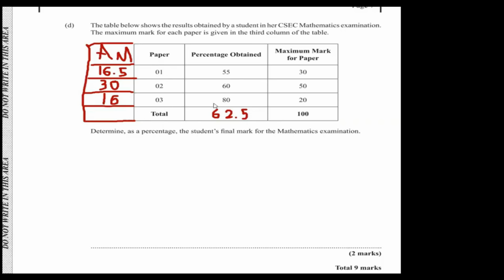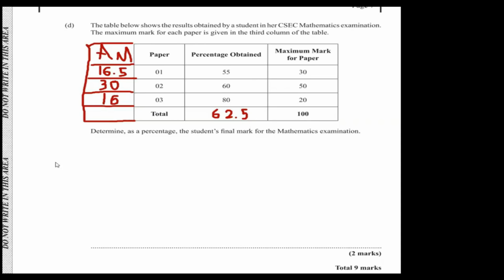Thank God for her IA, right? Or SBA, her internal assessment, the school-based assessment, was pretty good. So Paper 3 saved her. So she's barely over that. So determine as a percentage the student's final mark.